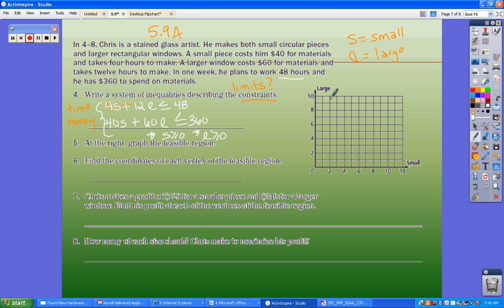Okay, we're getting large by itself. So I'm going to go down here for some of my work. I'm going to subtract 4s from both sides. So I have 12 large less than or equal to negative 4s plus 48. Divide each and every piece by 12 here. Large less than or equal to negative 4 over 12, that's negative 1/3 s plus 4. Okay, y-intercept of 4, so I go up 4, put a dot. Down 1 over 3. Down 1 over 3.